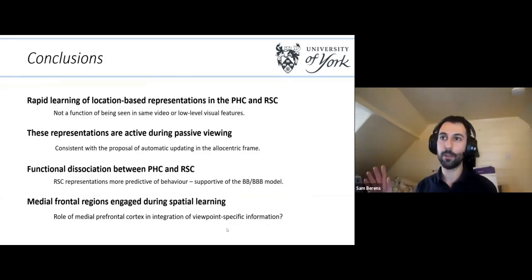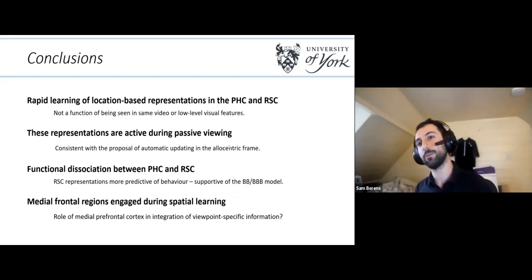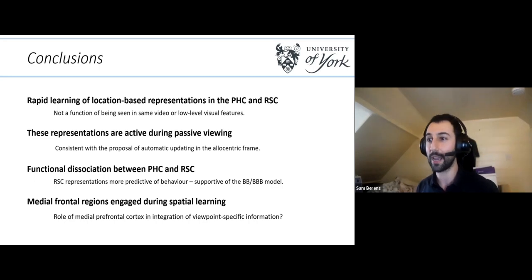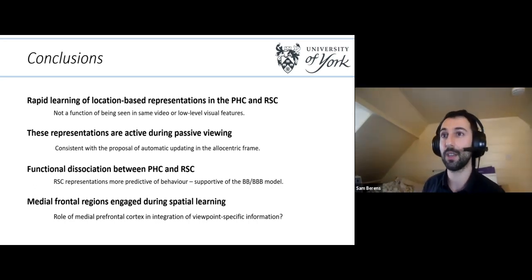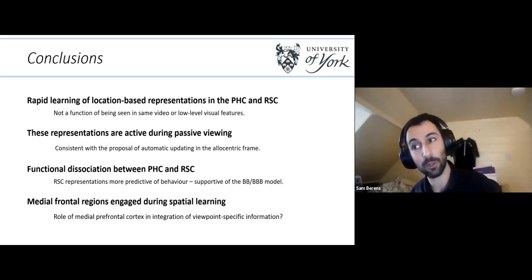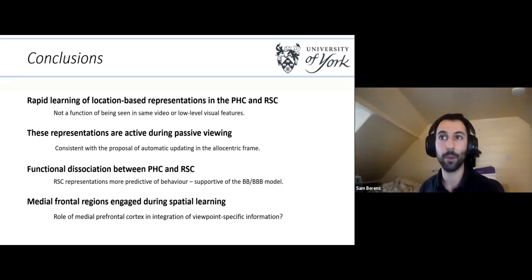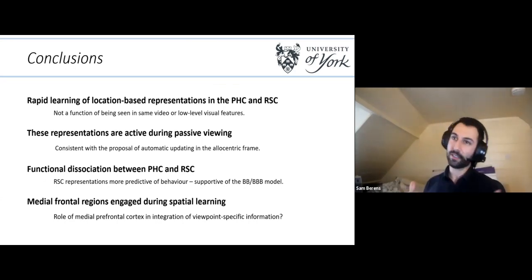Okay, so just to sum up, we showed that there was rapid learning of location-based allocentric representations in the parahippocampal cortex and the retrosplenial cortex. We think that this is consistent with the BBB model. And also consistent with the BBB model, these representations were activated during passive viewing, where there was no explicit spatial task enforced.